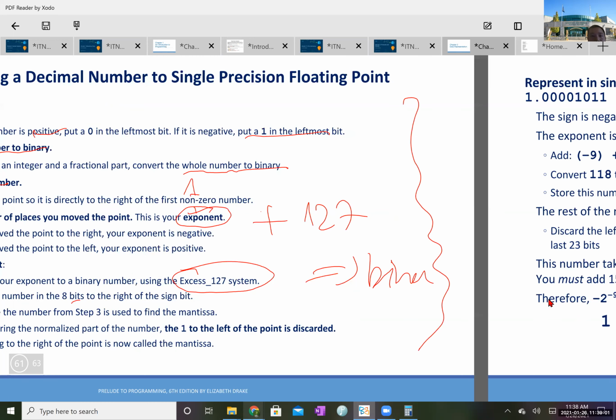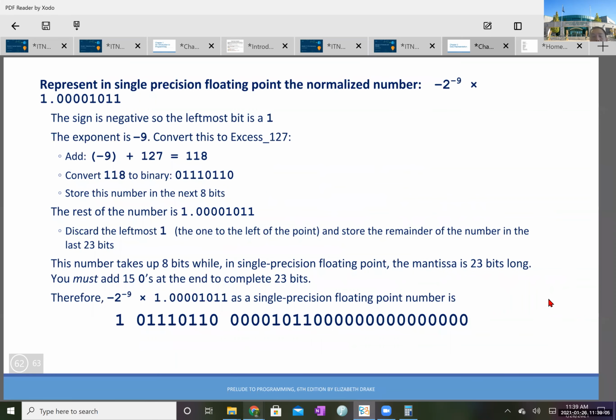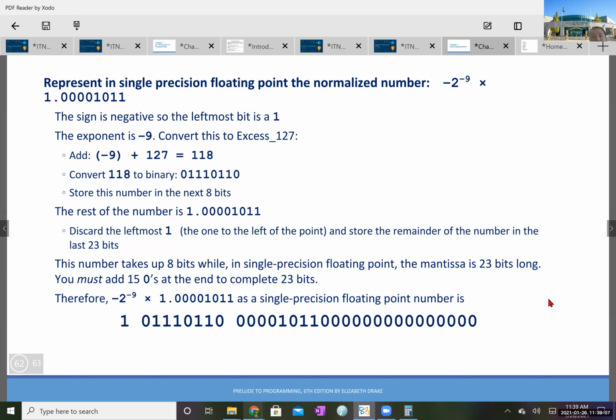Here's the thing. If you want to represent the single precision floating point for the normalized number here, you have -2 raised to -9 times this one. If you look at the first one, the sign here is negative, so you know that the sign bit is number one.